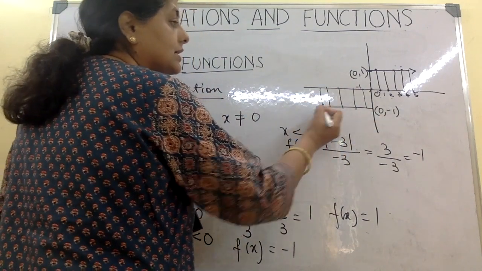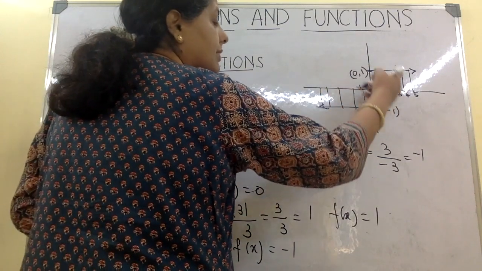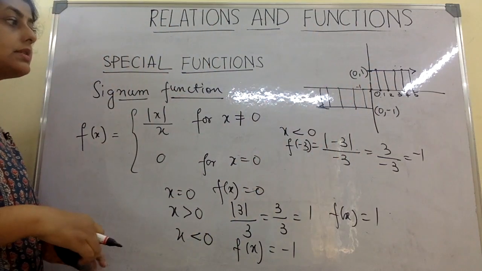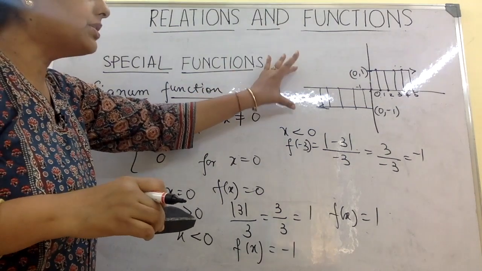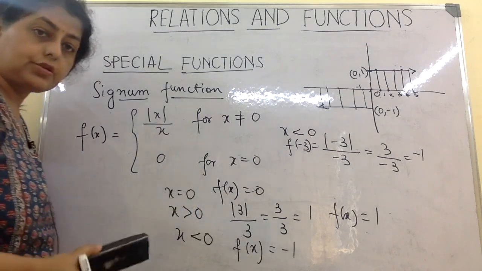That is why this graph, this line has to be parallel to the x-axis, and this line also has to be parallel to the x-axis. So this is the meaning of this graph. If you remember this graph, you can actually remember the signum function.